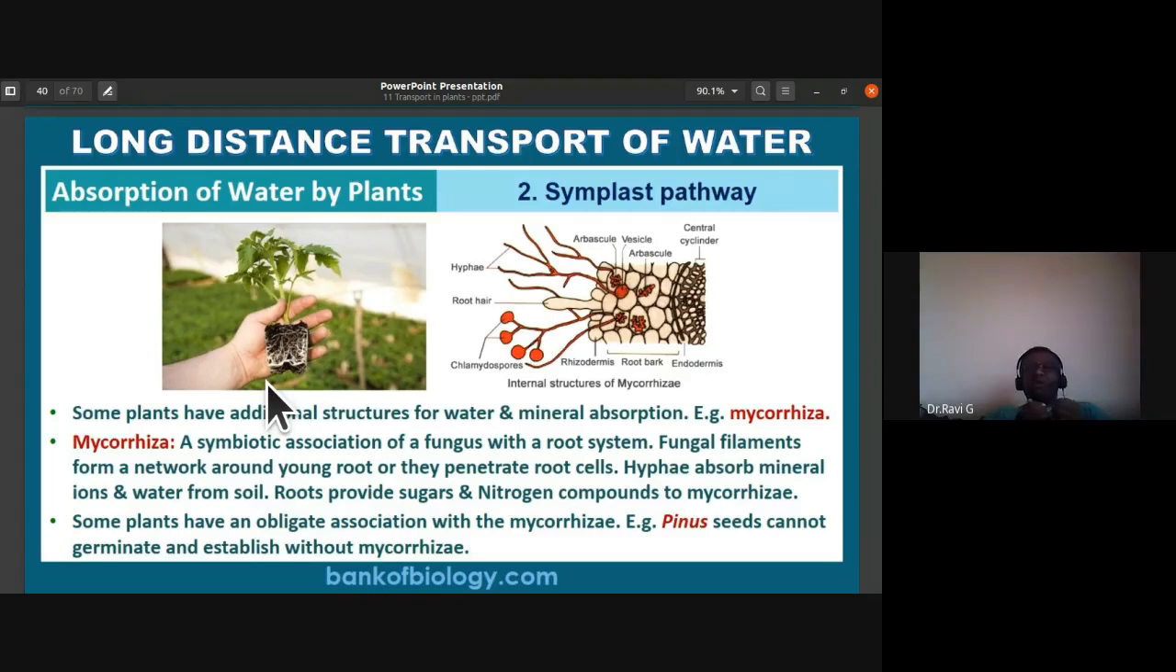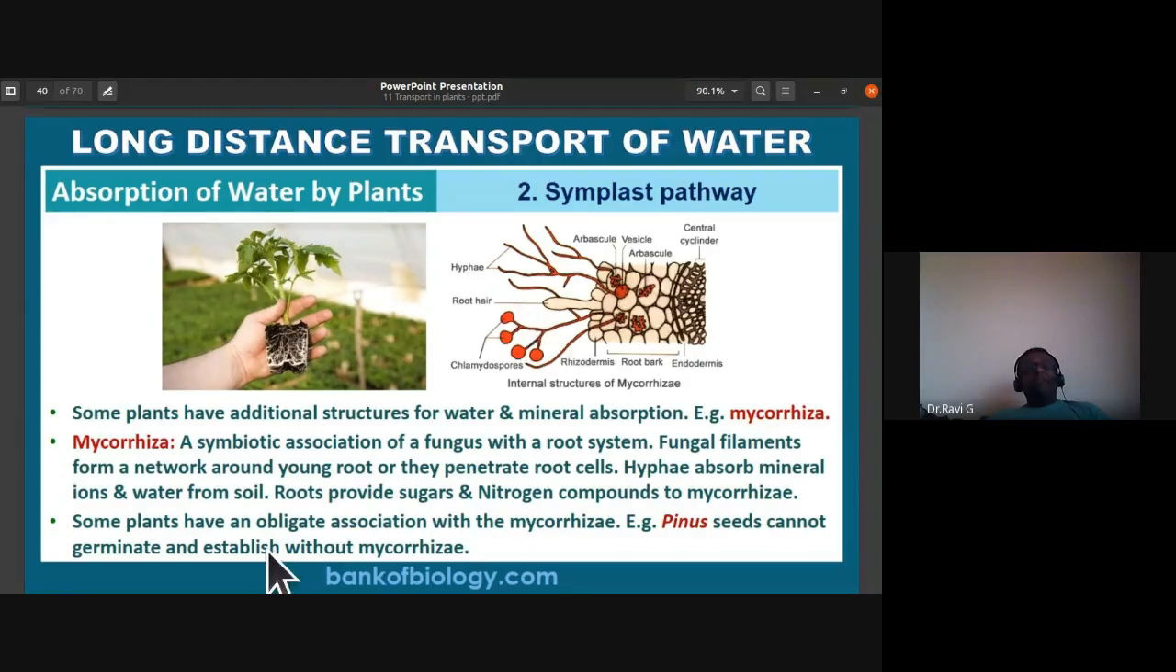Such a symbiotic association with mycorrhiza forms an extension of the root system. The hyphae help in further absorbing mineral ions and water from the soil. The roots in turn provide the mycorrhizae with sugar and nitrogen compounds. So both of them are benefited by this interaction. We call it a symbiotic relationship or association that you can notice.